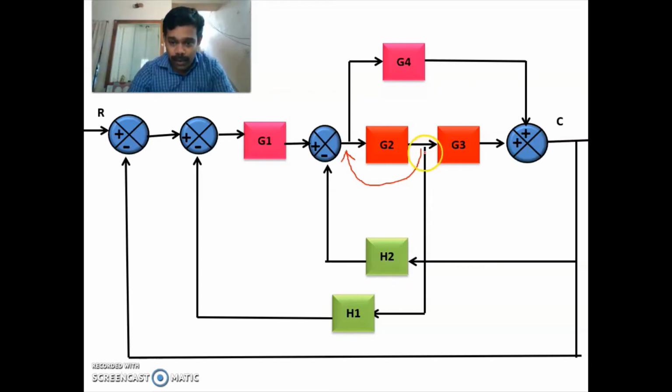Now you are moving this branch point before this block G2. When you move this branch point before this block, it will be coming like this, but the G2 signal will not come in this line. So what we have to do is add one G2 here. This is the first step. In the next slide, we will understand clearly.